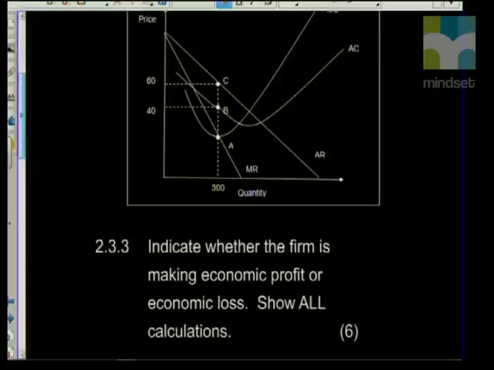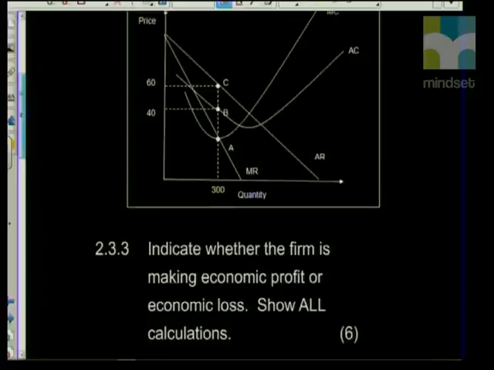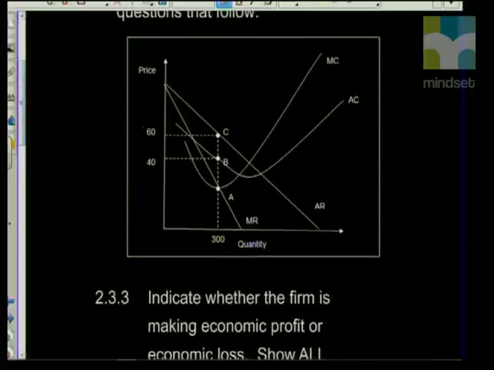Right, then question 2.3.3, indicate whether the firm is making economic profit or economic loss, and you have to do the calculations. Now, as I've indicated earlier, the price that the product is sold at is 60 Rand. The cost of the product would be 40 Rand. And this entire area is the area of economic profit. Later on we're going to look at an essay where you have to indicate whether a business makes economic profit or not, and take care that you actually highlight the area so that it's clear that you know where the economic profit is made.